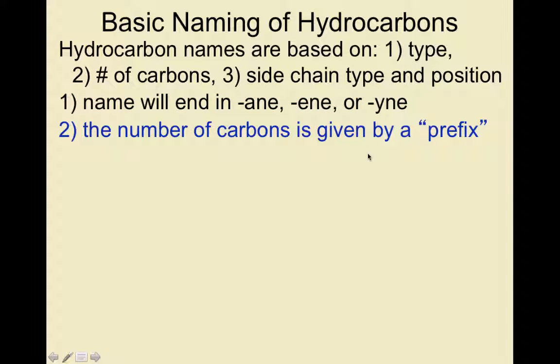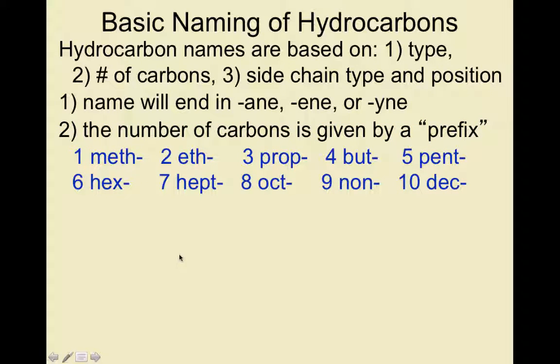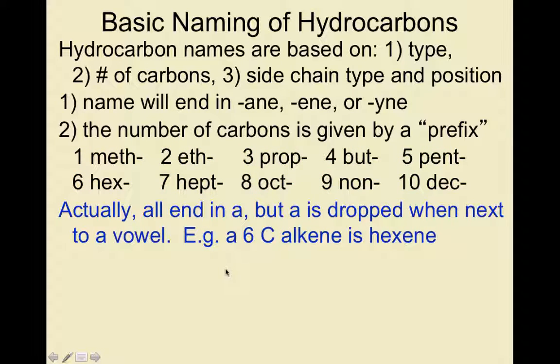The number of carbons is always represented by a prefix. And here are those prefixes. 1 is meth, 2 eth, 3 prop, 4 but, 5 pent, 6 hex, 7 hept, 8 oct, 9 non, and 10 is dec. And in actuality, it should be like metha, hexa, but these prefixes are all used in names where it would be up next to a vowel, and it makes it kind of awkward.